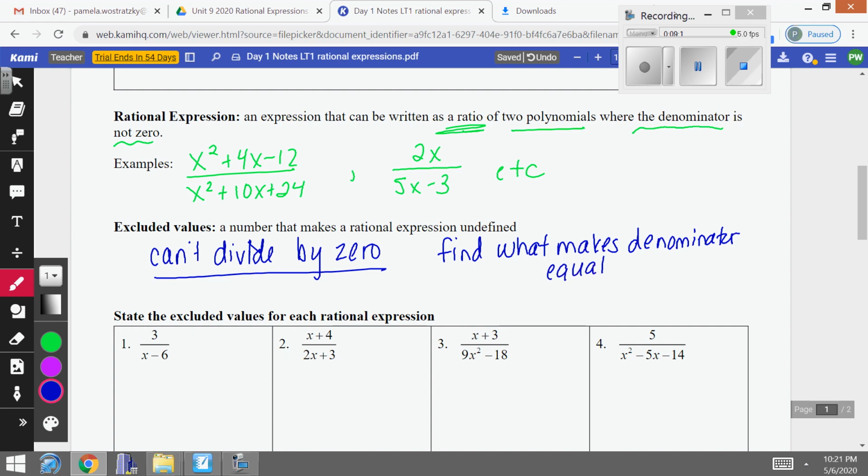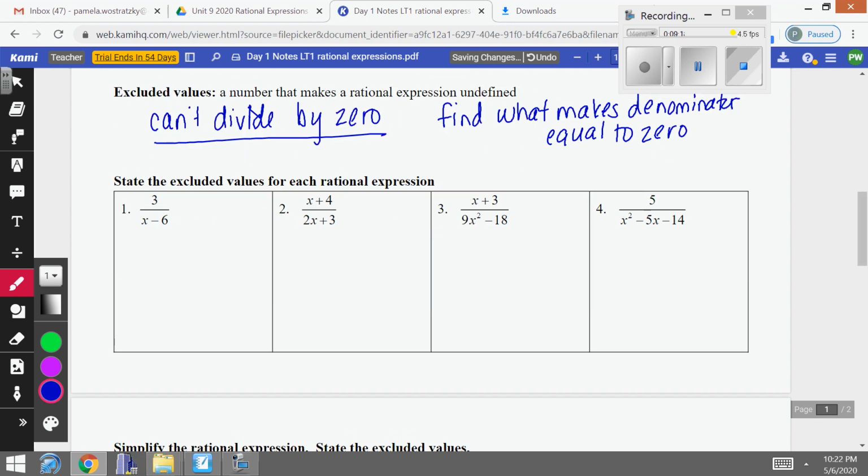And what that's going to do is tell me my excluded values. Okay, so let's just do that here. State the excluded values for the rational expression. You're going to have to do more than just this in the homework. It's just a little preview of it here, though.